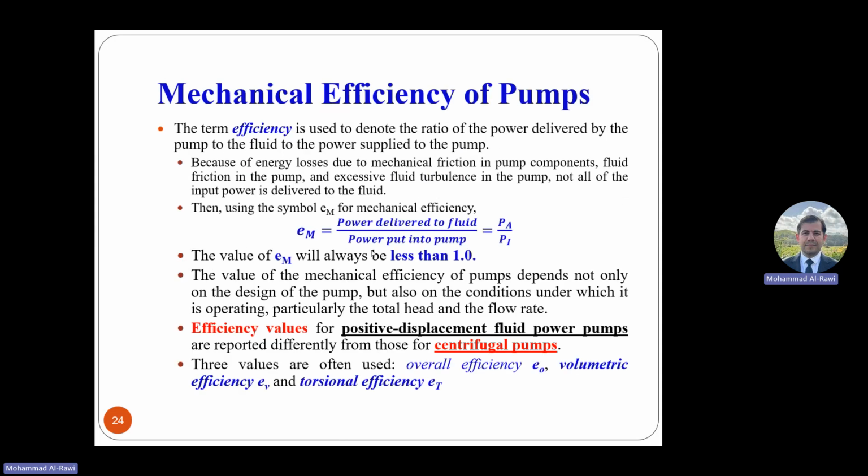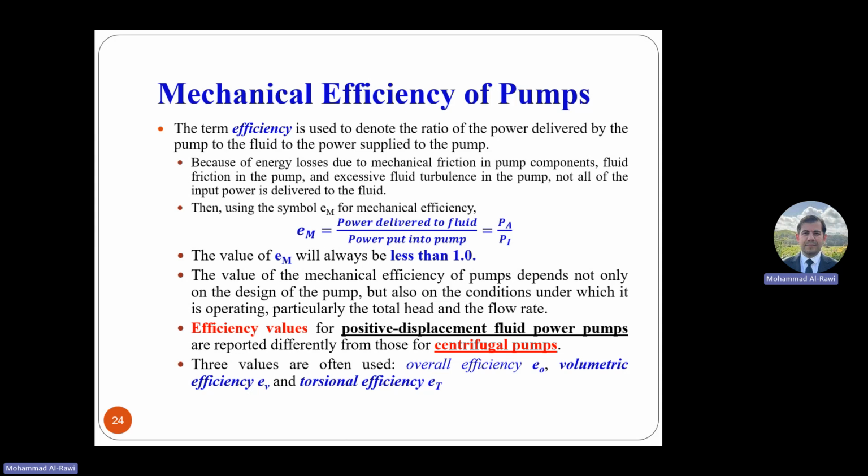The value of EM will always be less than 1, or 100%. So we're trying to get something like 0.6, which is usually a good and acceptable efficiency. The mechanical efficiency of the pump depends not only on the design of the pump, but also on the conditions under which it is operating, particularly the total head and the flow rate. Efficiency values for positive displacement fluid power pumps are reported differently from those of centrifugal pumps, so you need to be aware of which pumps you're selecting.